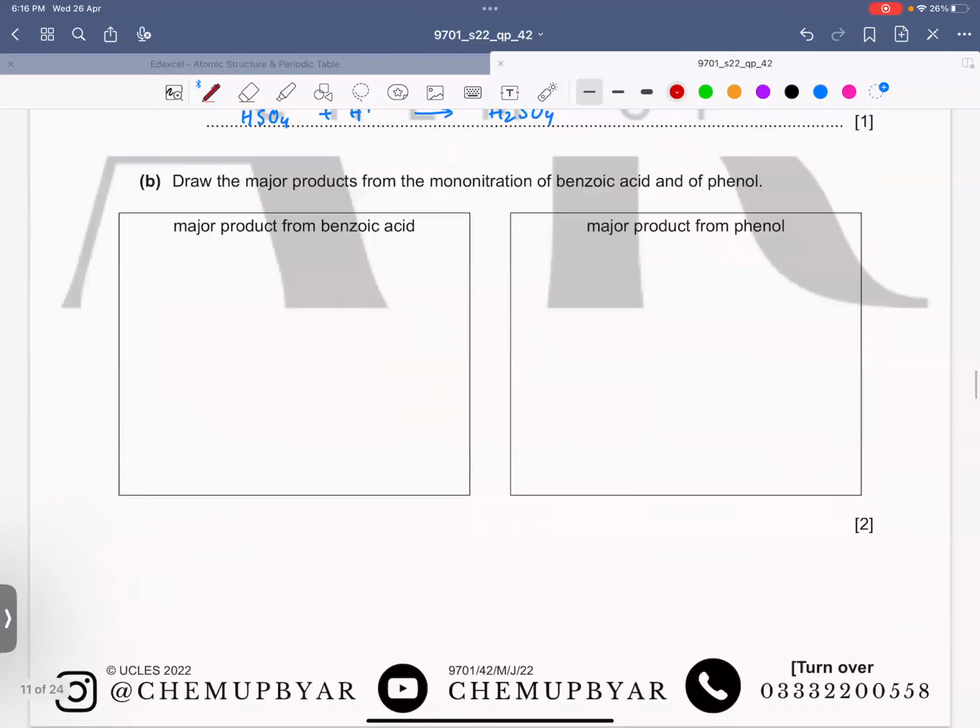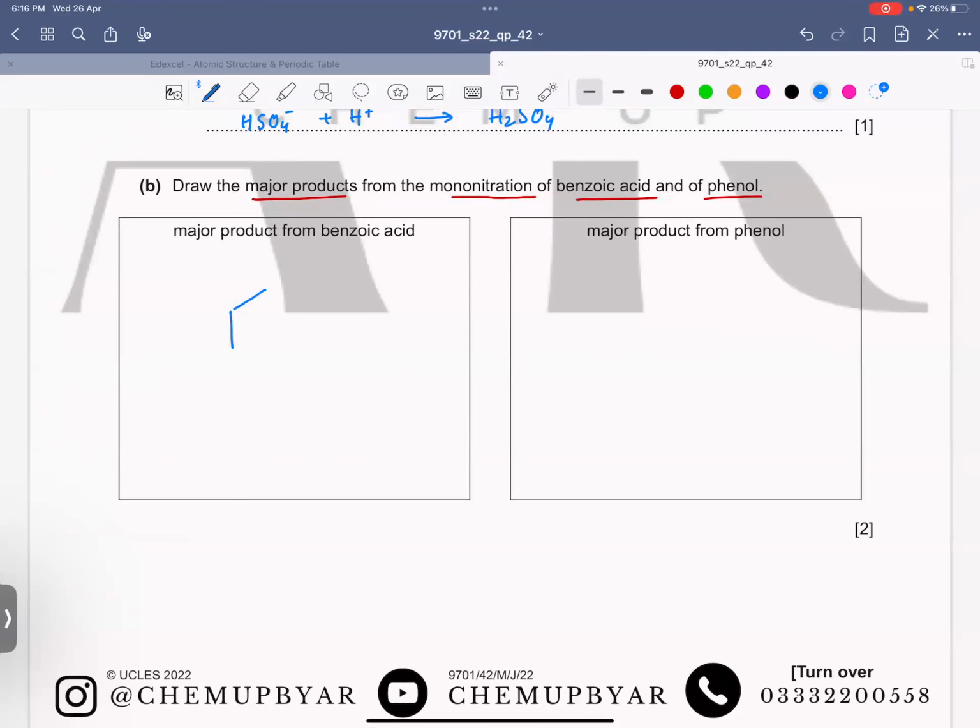Now, draw the major products from the mononitration of benzoic acid and of phenol. Here we have to show the mononitration, when a single nitro group is being substituted in benzoic acid. This is benzoic acid. Then what would be the major product? And when we have a phenol, and we do the nitration and a nitro group attaches, what would be the major product?